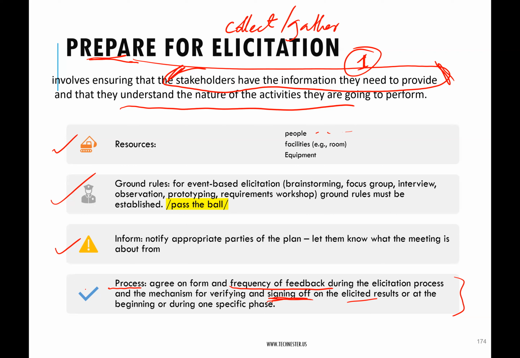So you need to inform them of the process of your elicitation. How will you go about it? What would you do? Let them know. So let them know why they are coming. Let them know your ground rules, right? And let them know how the process will go.